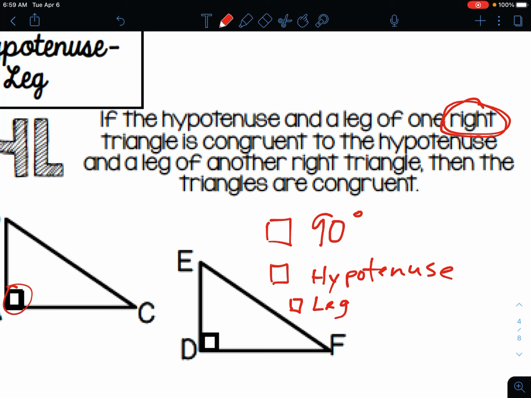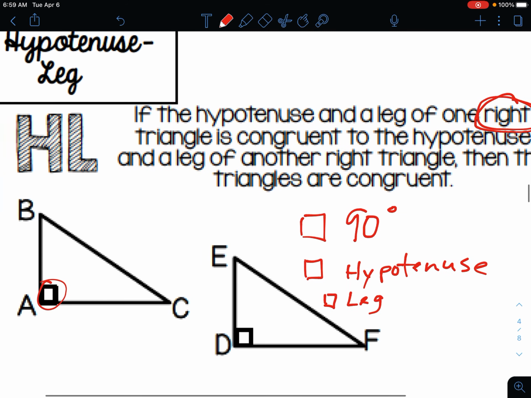And then a leg. If we really wanted to go even further in depth on this, think of the Pythagorean theorem. If you were given the hypotenuse and one of the sides of the triangle, can you find the third side of the triangle? Yep. So if I give you the hypotenuse and a leg of one of the triangles, you could find the third one, and it's going to be the same in both cases, right?